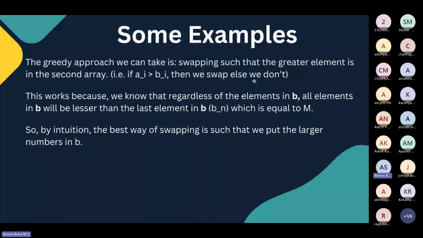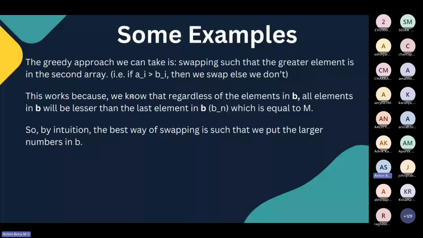Again, think about why it works. We know that regardless of the elements in B, all elements in B will be lesser than the last element in B, which should be equal to M, because an and bn, one of them is equal to M. According to this approach, you will end up with the last element in B equal to capital M. So whatever elements you have in B, b1, b2, b3, up until bn minus 1, all of these elements will definitely be lesser than bn, which is the maximum element across both arrays.